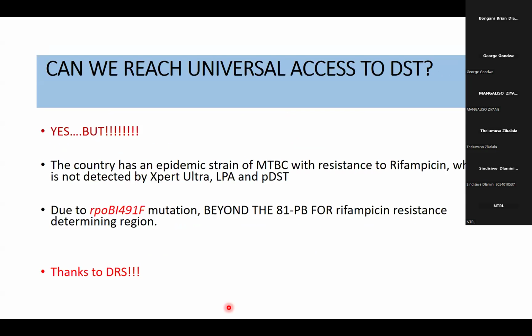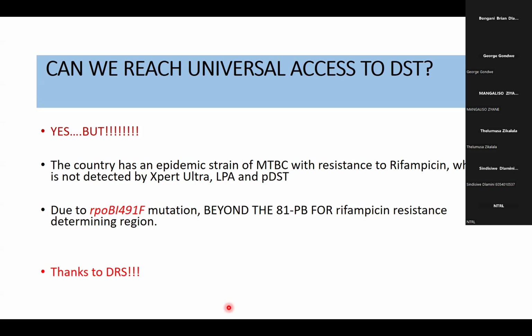So as a country, where are we? Can we really reach universal access to DST? Our main interest, you remember, is rifampicin. Rifampicin is the main drug for first-line treatment and the most potent drug when it comes to TB management. So can we as a country reach universal access to DST? Yes, we can, but there are some challenges here and there. I think you can recall that there was a question mark on my previous slide, which said I491F. So as a country, we have a problem.